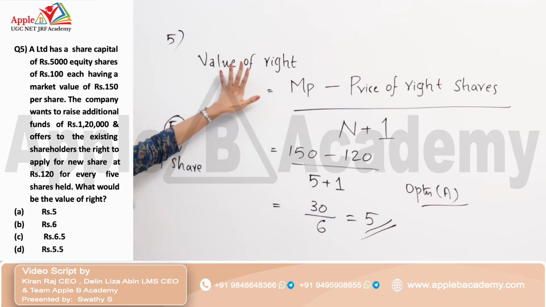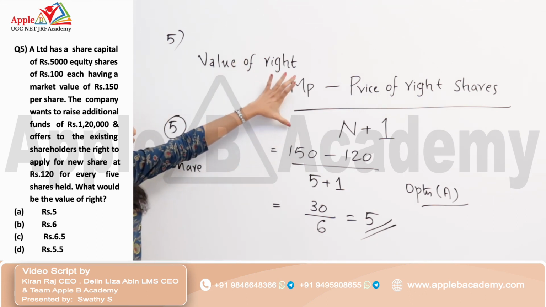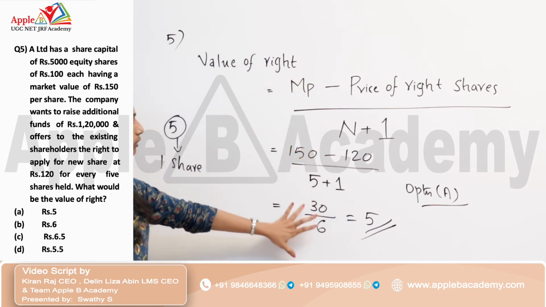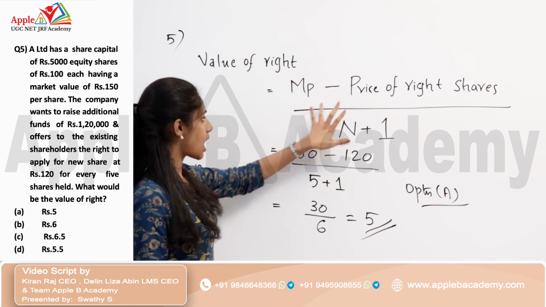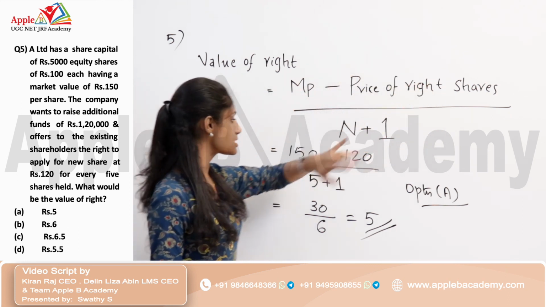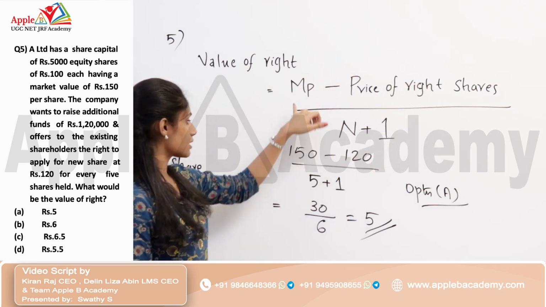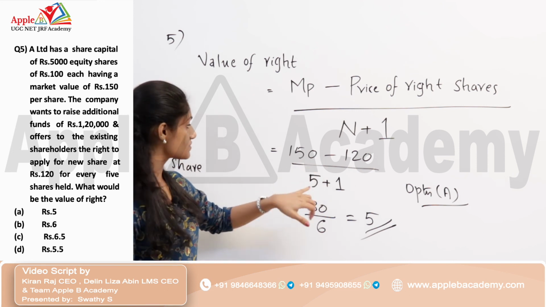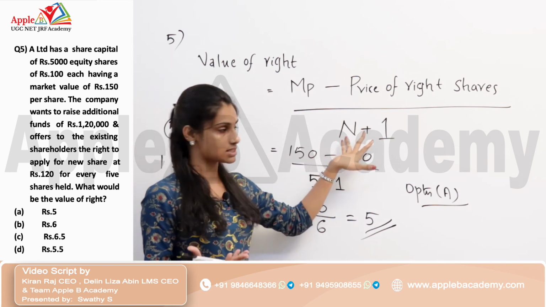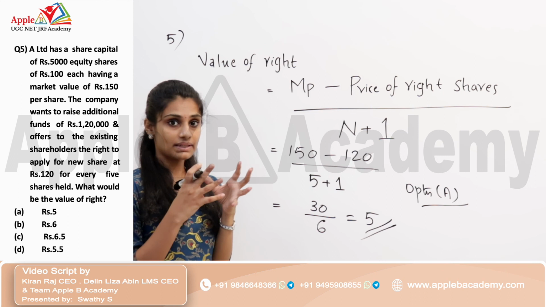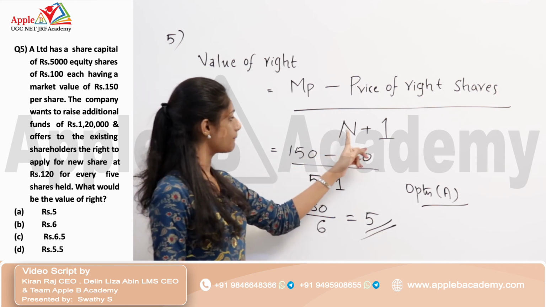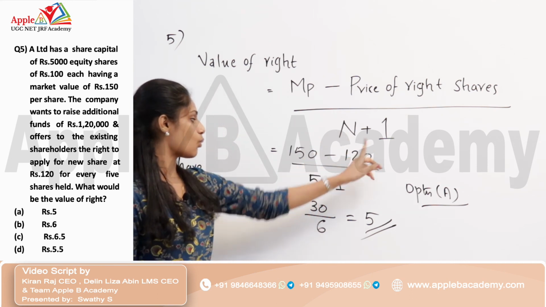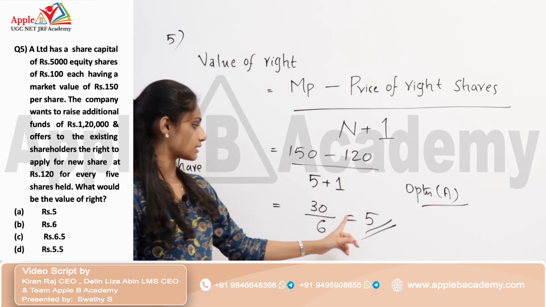So this is how you can calculate. You just go through this equation, and you can solve this question very easily. All you have to take is the market price and the price of right shares. That was given as 120 and the market price of the share is 150, and n means the number of shares the company is considering. Here for every 5 shares they will be allowed 1 right share. So 30 by 6 is 5, that is option A.